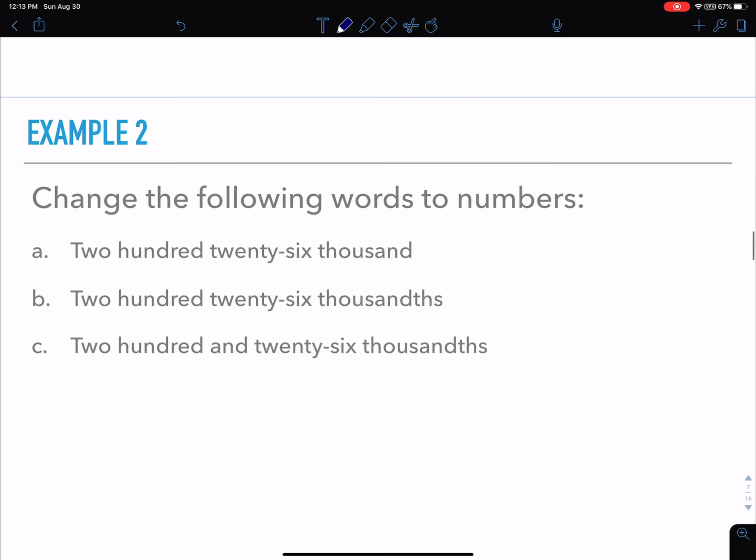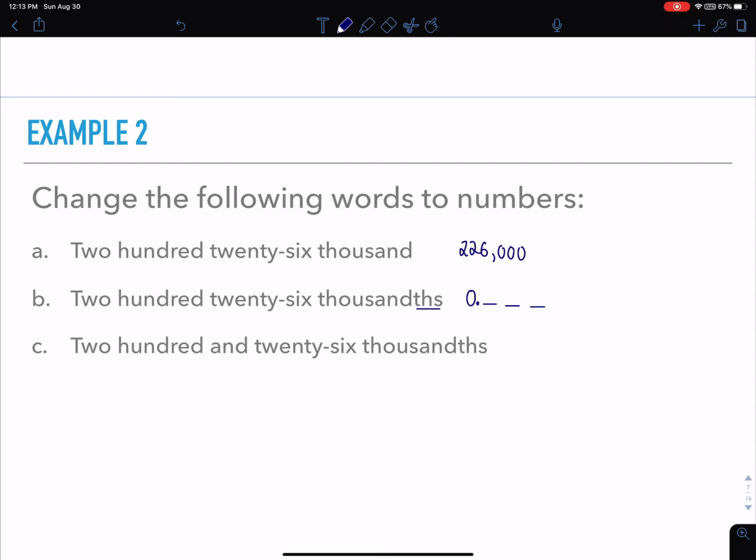In example 2, we want to change the following words to numbers. So in this one we have 226,000. So 226,000 looks like this. The next one is 226 thousandths. So if we think about what that means, the THS means decimal, and this is going to be our tenths, and then our hundredths, and then our thousandths, and then that's what we want.